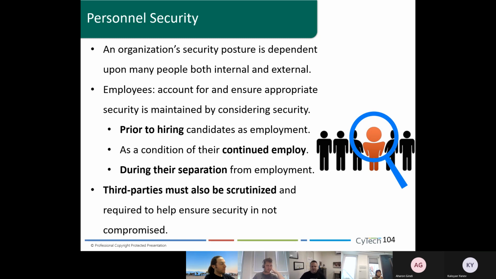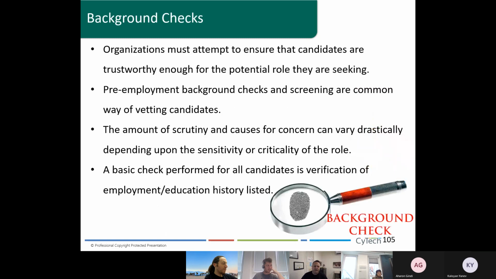So for this area of personnel security, we need to take certain actions with our personnel. First one, we need to identify the start point of our personnel. The start point is when we interview them, before we hire them, before we bring them into the organization. And before we do that, we run some background checks, some screening.